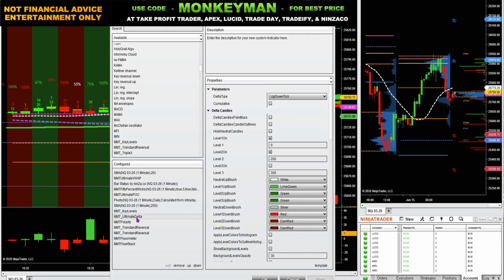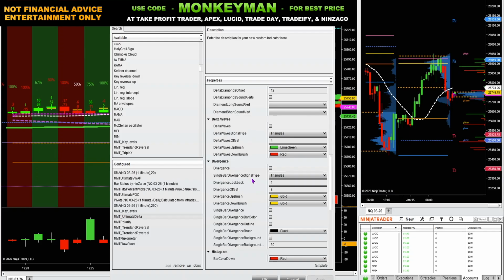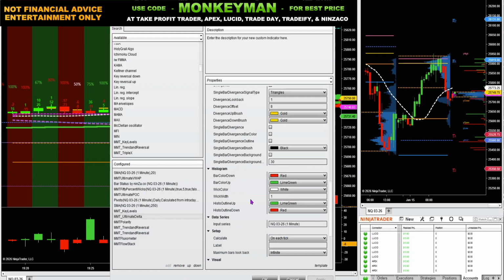I've got the MMT Ultimate Delta on the chart. I'm hardly using any of its amazing features. Definitely check out the intro video for this indicator if you've never seen it. I'm not using any of these features. The only thing that I'm using is the histogram, the delta histogram down here.